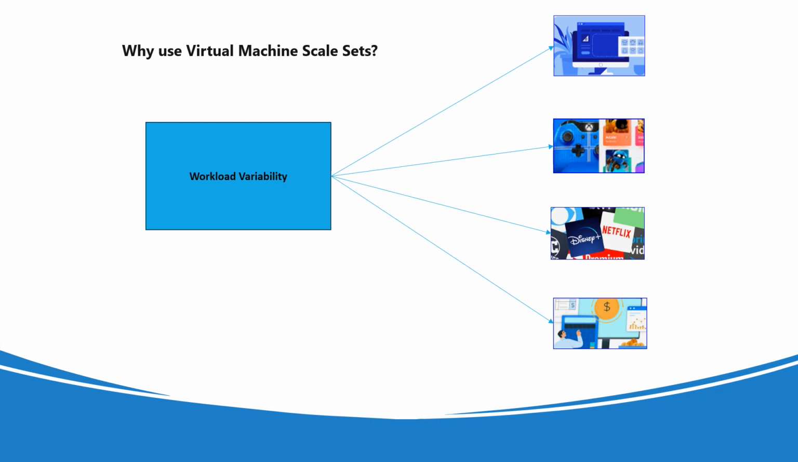The decision to utilize a virtual machine scale set ultimately depends on your specific workload and the requirements of your application. If your application experiences fluctuating levels of demand throughout the day or week, VMSS automatic scaling capability can dynamically adjust resources to match workload variation. This ensures optimal performance and cost efficiency. Let's take a look at a few examples of the use cases.